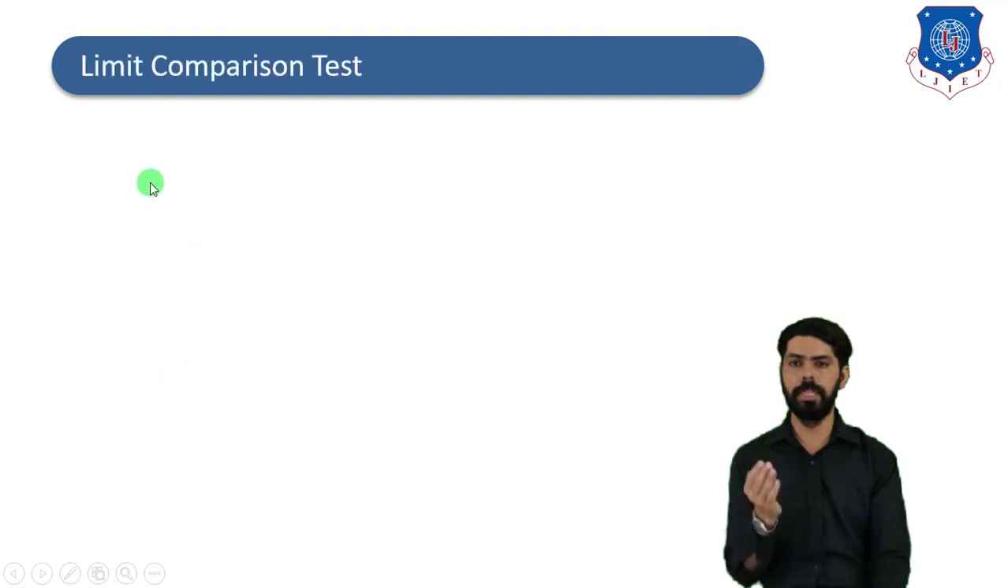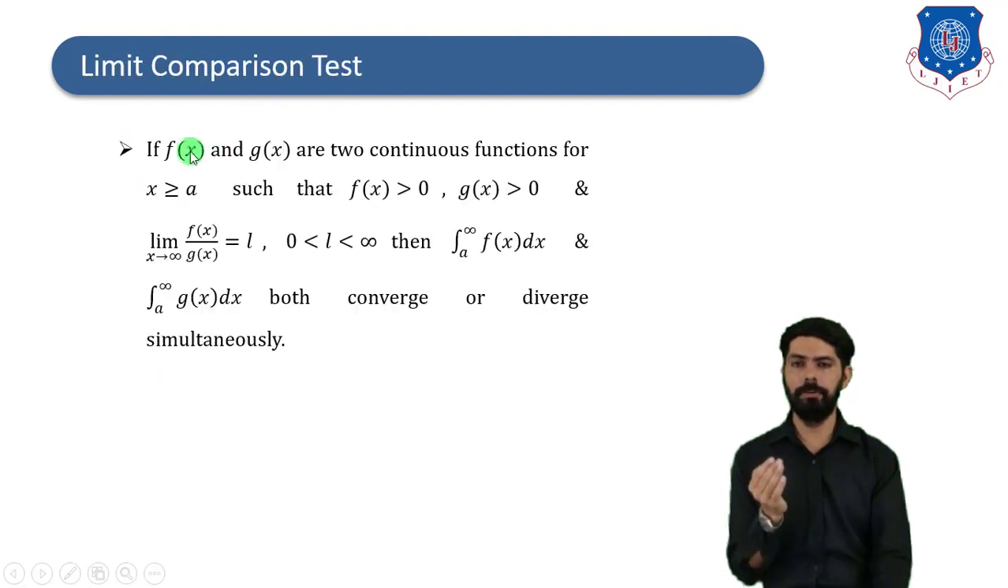Now we will discuss the limit comparison test. If f(x) and g(x) are two continuous functions for x greater than or equal to a, such that f(x) > 0 and g(x) > 0, and the limit as x tends to infinity of f(x) divided by g(x) is equal to l, where 0 < l < infinity, then the integral from a to infinity of f(x) dx and the integral from a to infinity of g(x) dx both converge or diverge simultaneously.